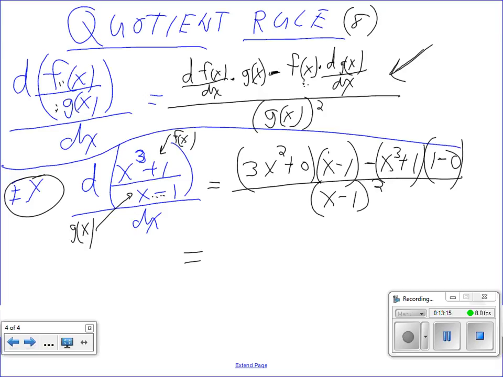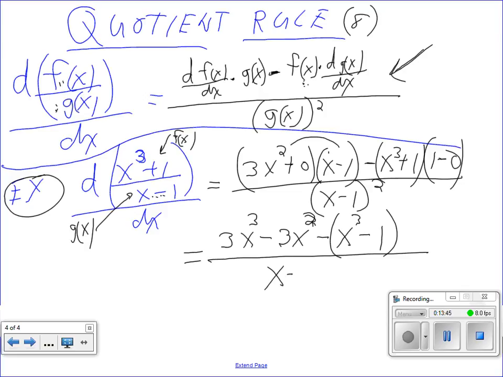Now, maybe I will try to simplify this one to finish out the video. 3x cubed, I'm multiplying these two terms here, minus 3x squared minus, that's a squared term, I better not be sloppy there, minus x cubed minus 1. Keep that in parentheses here so I distribute that right, over x minus 1 squared.